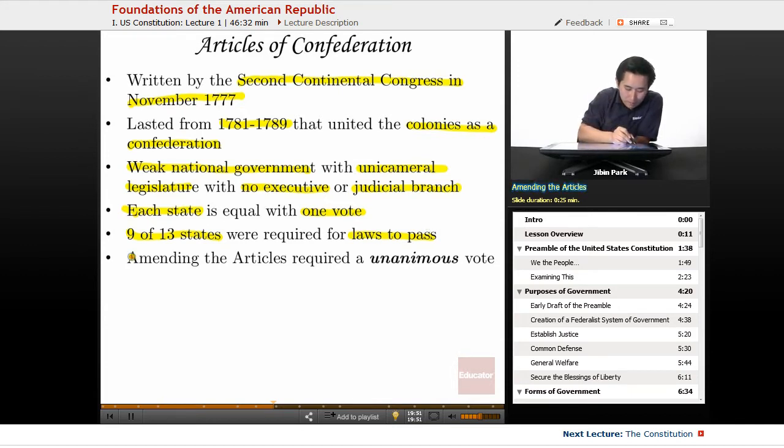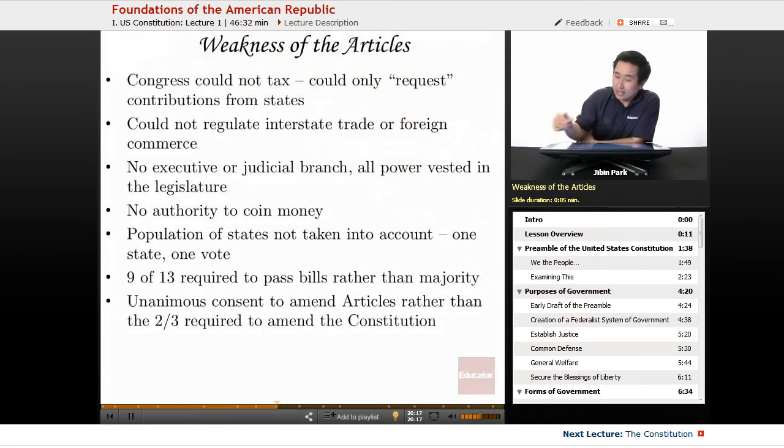And not only that, amending the articles required a unanimous vote. So in order for there to be a new amendment, not 9, not 10, not 11, not 12, but all 13 states, or 13 of these League of States basically, had to agree in order to amend the Constitution. So that would probably prove to be fairly troublesome. Again, more weaknesses of the Articles of Confederation here.